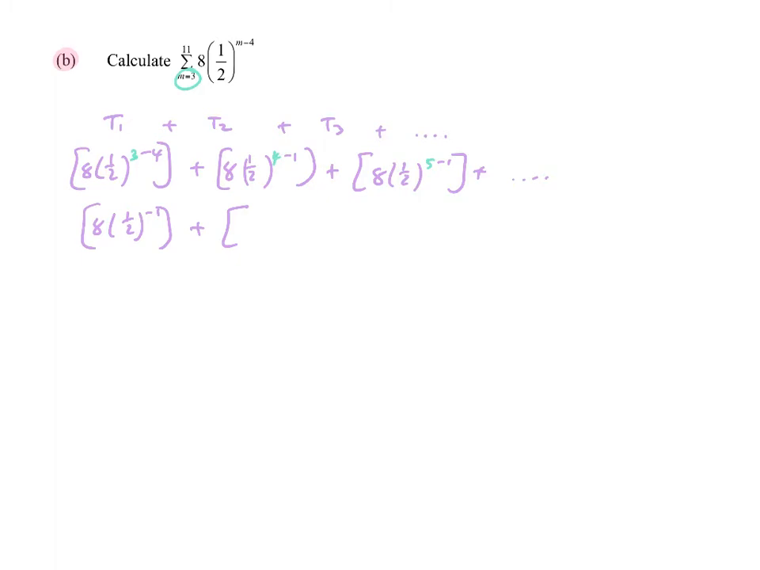Sorry, I just see I made a silly writing error there. Those should be 4, right? It's m minus 4. 3 minus 4, 4 minus 4, 5 minus 4. Okay, so what we've got is 8, so that will be a half.